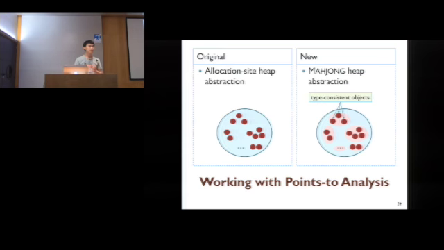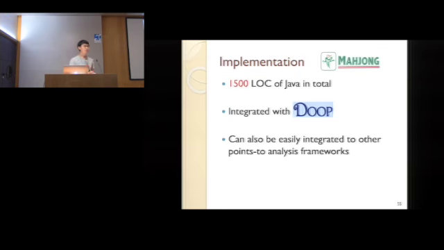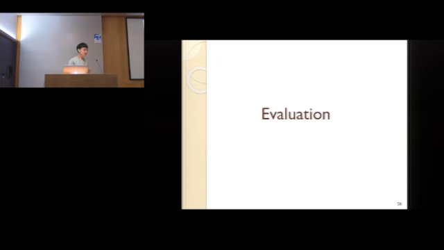When working with points-to analysis, the original allocation-site heap abstraction creates one object for each allocation site. And our MAHONG heap abstraction creates one object for each set of type-consistent objects to avoid heap over-partition. We have implemented MAHONG in Java. It contains only 1,500 lines of code in total. It has been integrated with Heap. And MAHONG can also be easily integrated into other points-to analysis frameworks.